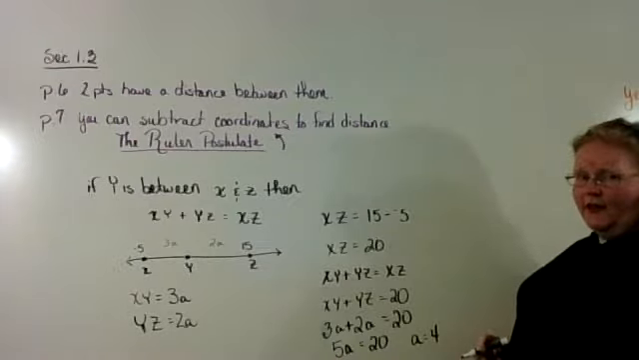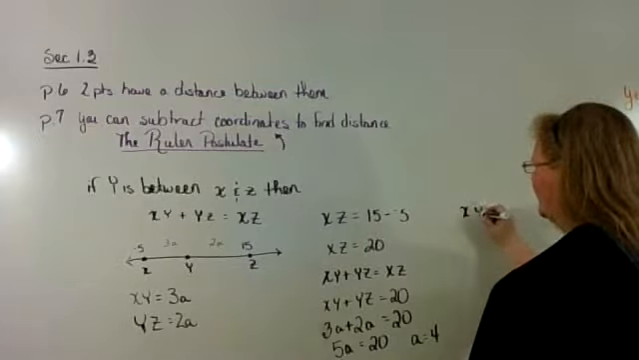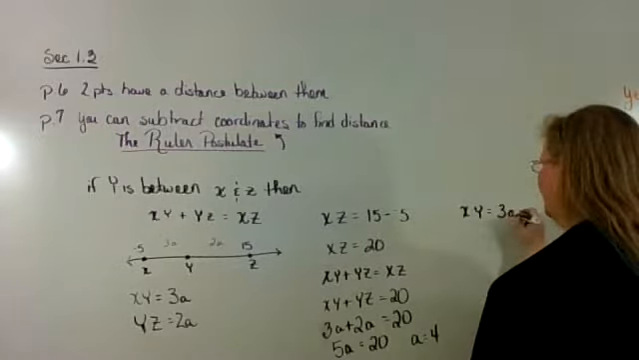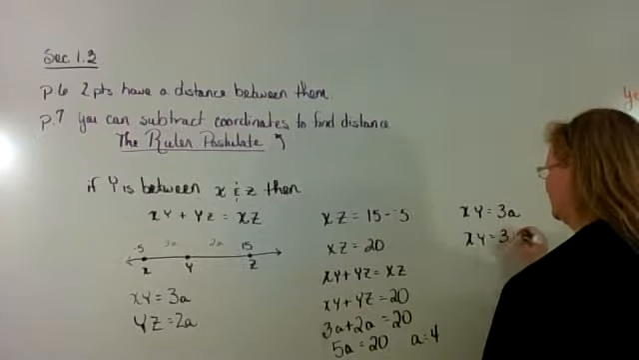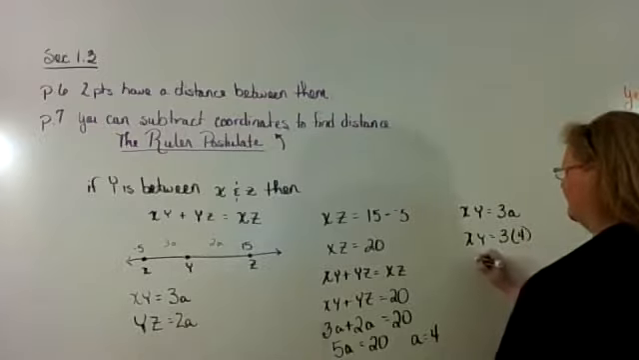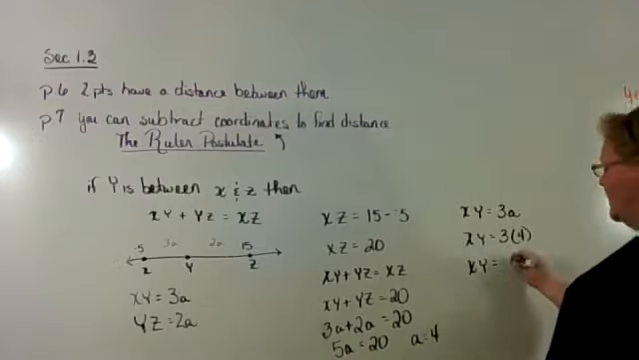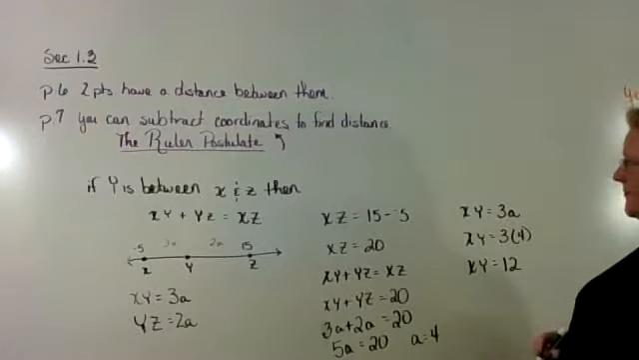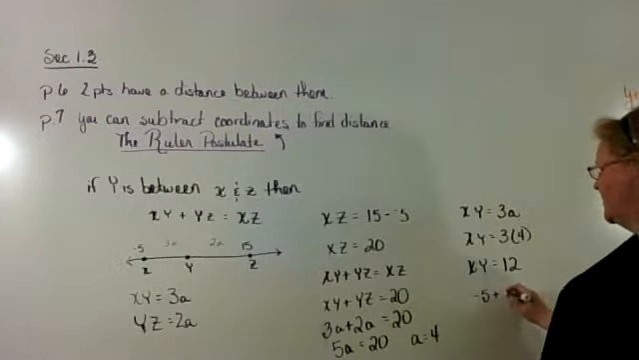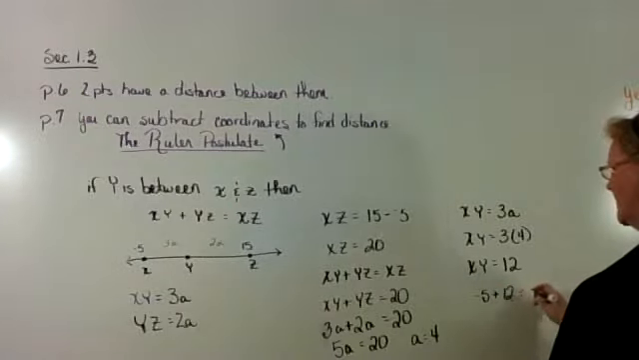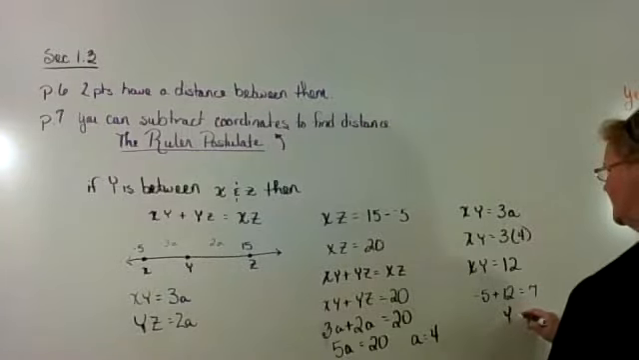Well, that's great. If a is 4, then that means that since xy equals 3a, that xy must really be 3 times 4. So xy really equals 12. And -5 plus 12 is really 7. So y must be 7.